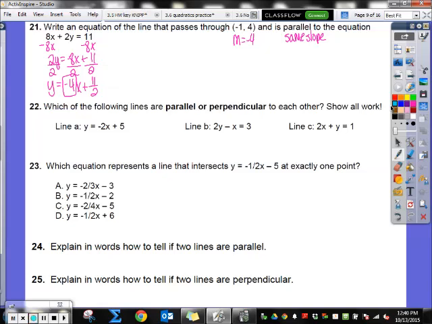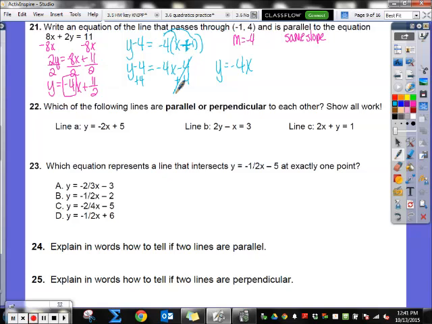Remember, if it just says equation, just go to slope-intercept form. You don't need to go any further. So I've got y minus 4 equals negative 4 times x minus negative 1. So now I'm going to distribute and go to slope-intercept form. So y equals negative 4x. And this cancels out to 0, and you don't have to write the 0. Your equation is just negative 4x.